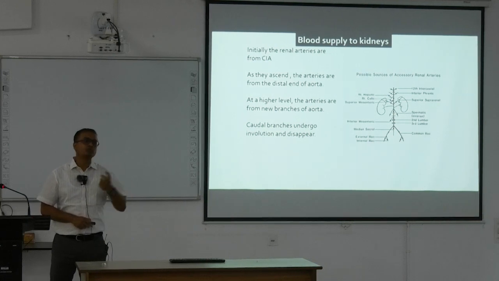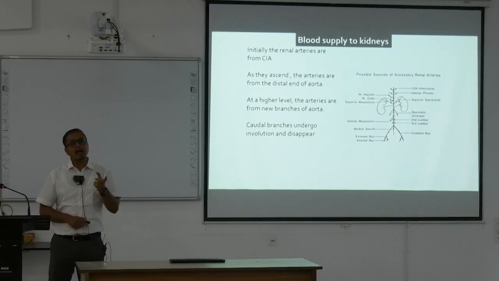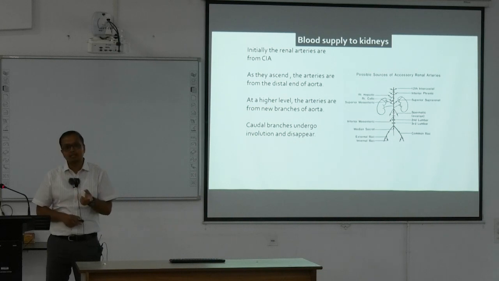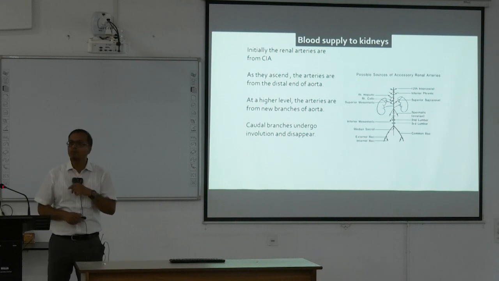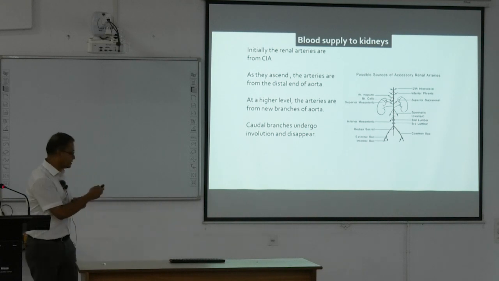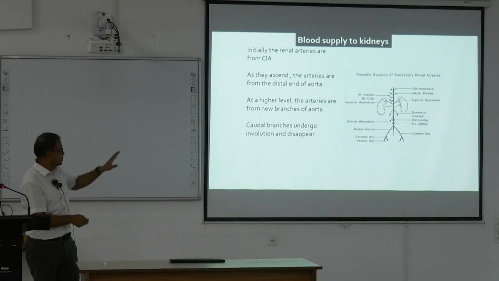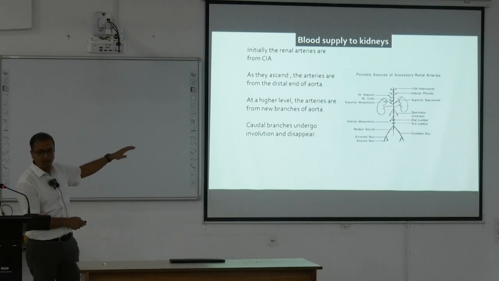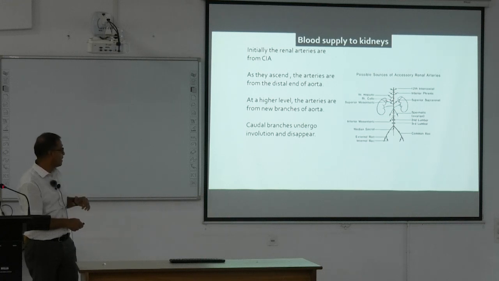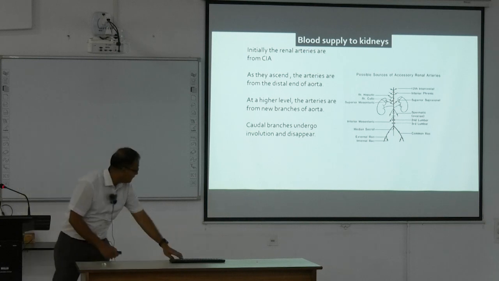Now if it fails to regress, it remains as accessory arteries or accessory renal arteries. We call these accessory renal arteries aberrant renal arteries, which could be a trouble. We are going to mention what trouble it makes. So this is the blood source of the kidney at the different levels: sacral level, lumbar region, and finally the sub-diaphragm region blood supply.